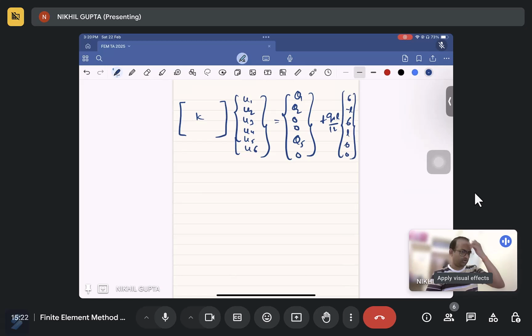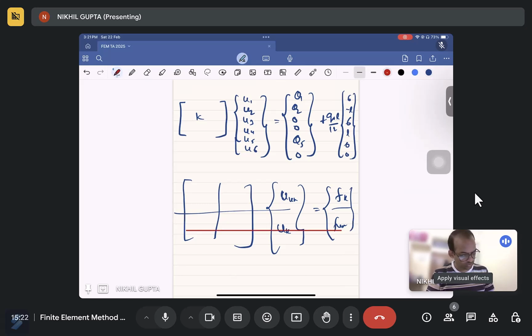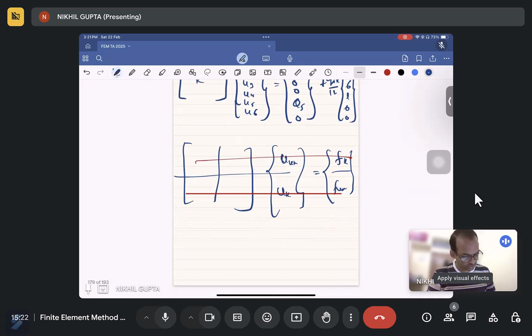Okay, now I think you know how to solve it. Means if we have this K matrix and this U matrix, we make U unknown, U known, then F known, F unknown, and we solve the bottom one first where we know U, and then we compute this and we solve the top one. So let's start solving this problem.